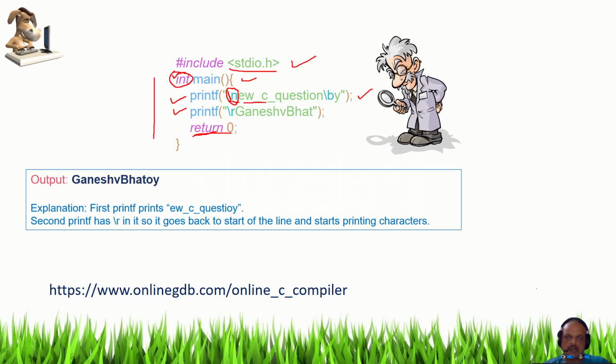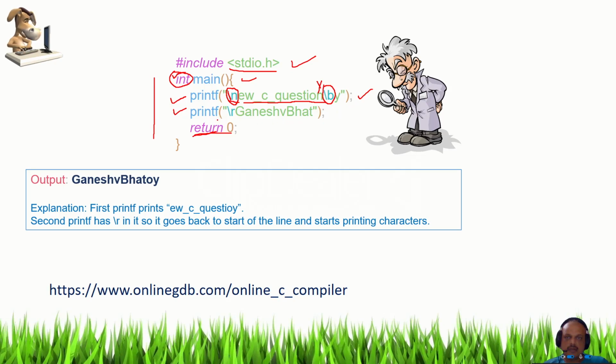So it prints EW_C_Q_UESTION and then it comes across another backslash and then it is \b. \b takes it one step back. B stands for back. So it comes back to N and types a Y there. So that is the output of this line.